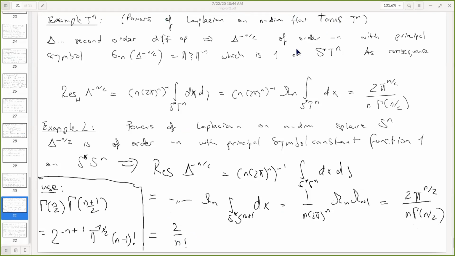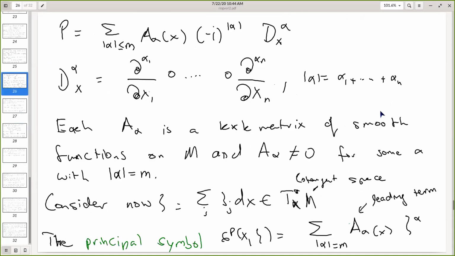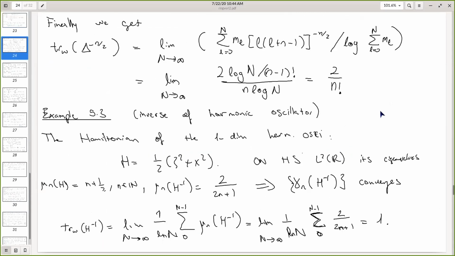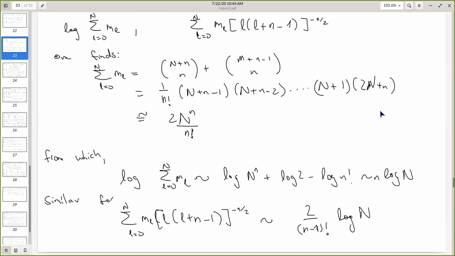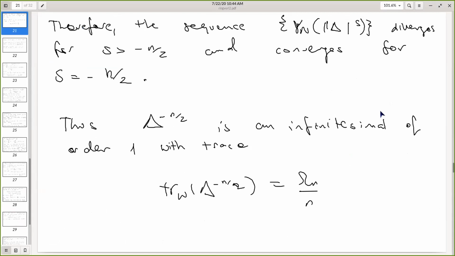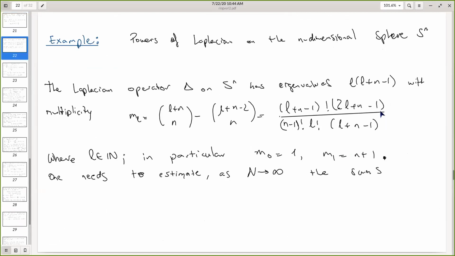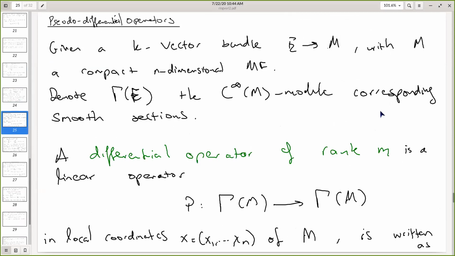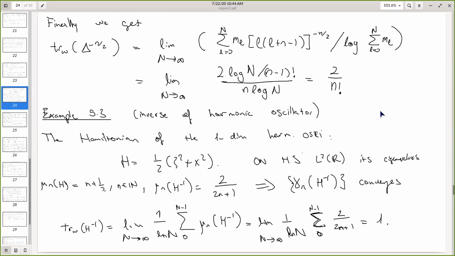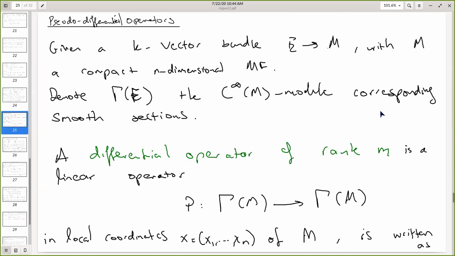So, the point is, I didn't take those examples by chance. There was a reason why I took those examples, namely that by calculating those, you see explicitly the Dixmier trace. Here you had gamma_n divided by n, and for the sphere you had 2 divided by n factorial for the Dixmier trace.